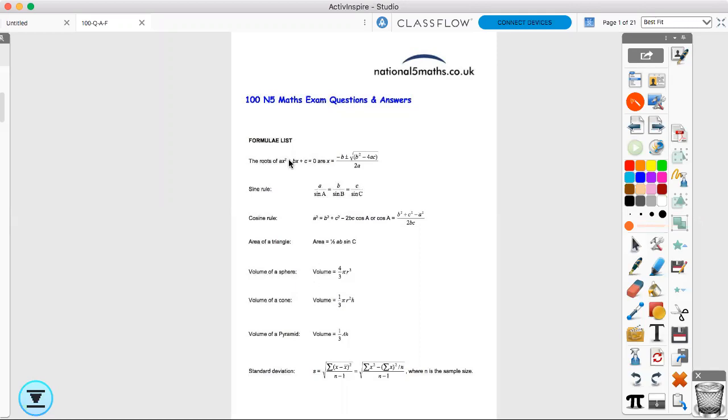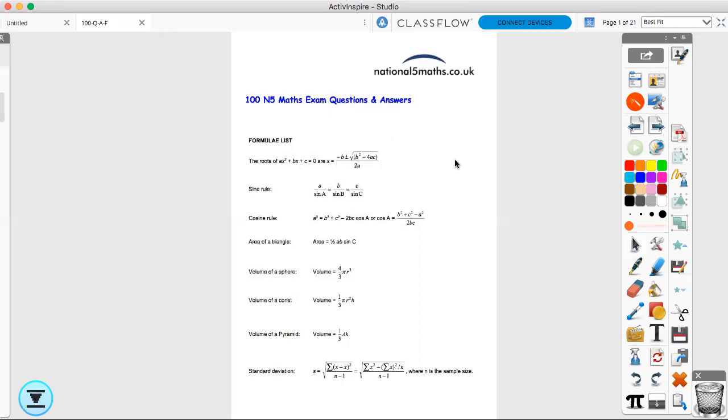For example, if you're asked for the roots of ax squared plus bx plus c equals 0, then you've got your quadratic formula here. Then you know the two roots are minus b plus and minus the square root of b squared minus 4ac. The thing that I usually write next to this would be, for example, discriminant, b squared minus 4ac, and nature of roots.